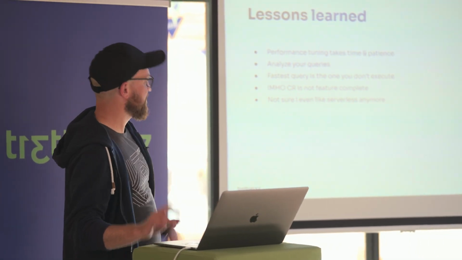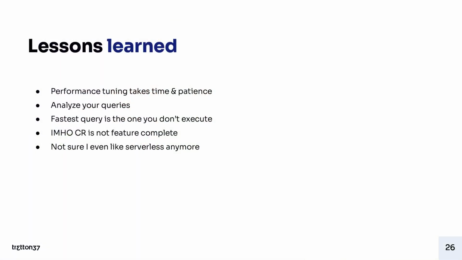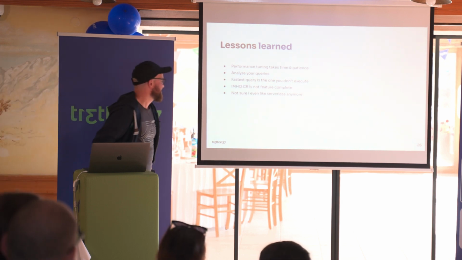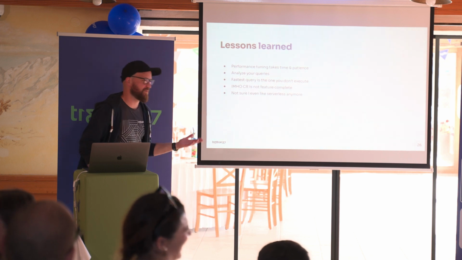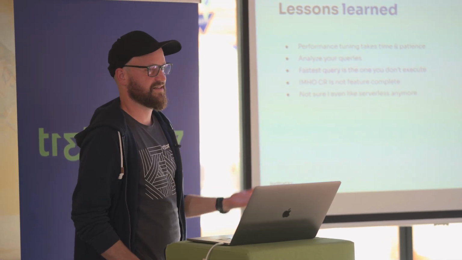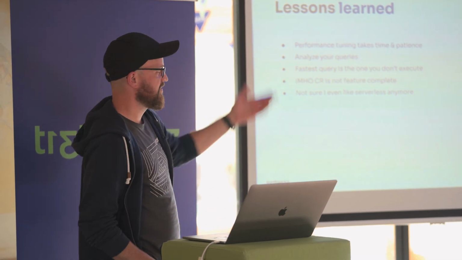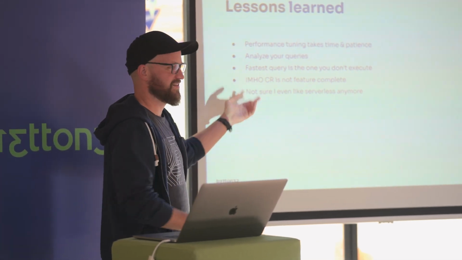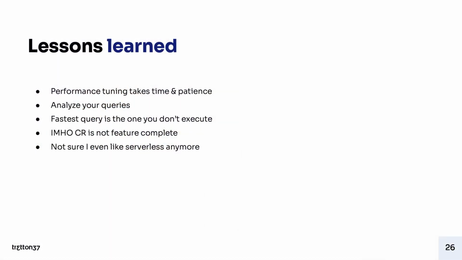Kind of lessons learned, I guess. Performance tuning takes time and patience. You need to analyze your queries carefully, especially if you're using some ORM, because it might be doing some silly things underneath. The fastest query is the one you don't execute. In my opinion, Cloud Run just feels like it's not feature complete. Stuff is missing, like even updating some stuff. This is more meant as a joke, the last one. I still like serverless, but why is it so difficult in some cases?